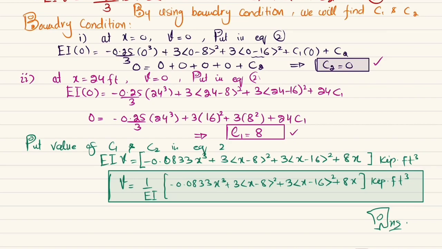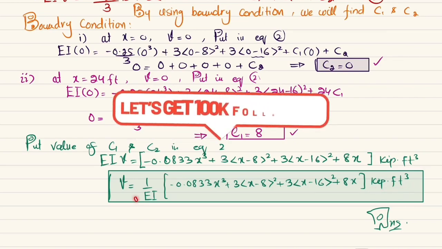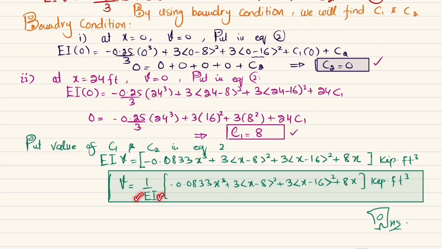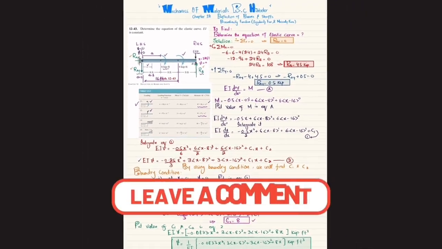Now, some students ask that the unit of displacement, if it is in feet, so it should be feet. So why is the unit kips into feet? If you put the unit of E and I, they will cancel each other, and at the end you will get the answer in feet. So this was all about this problem 12-43.